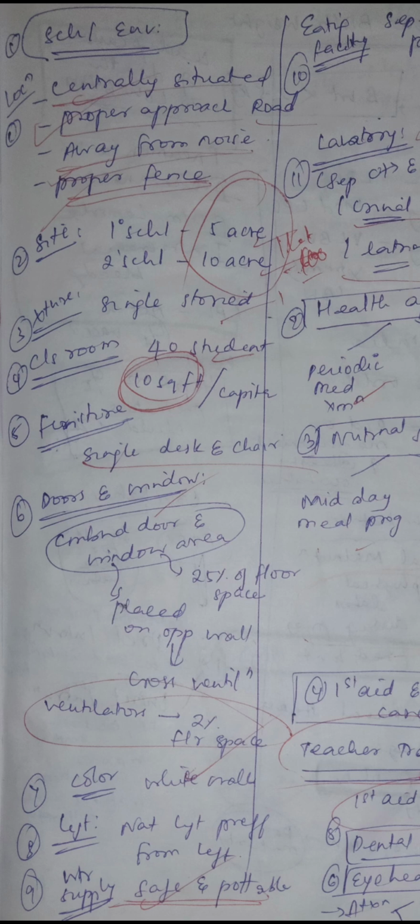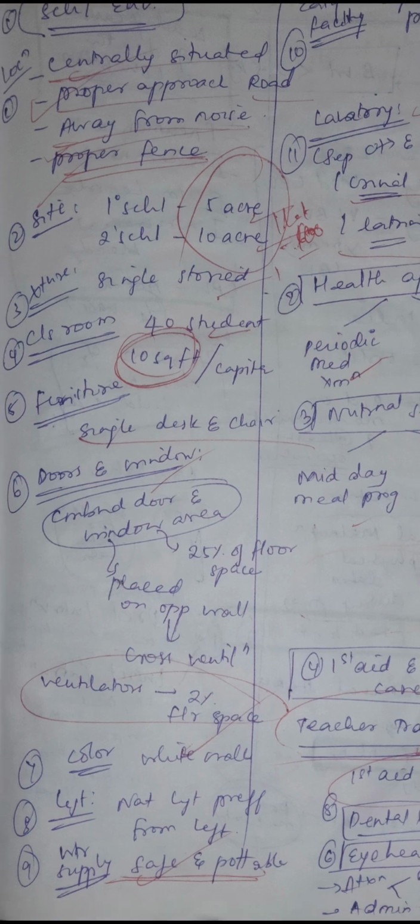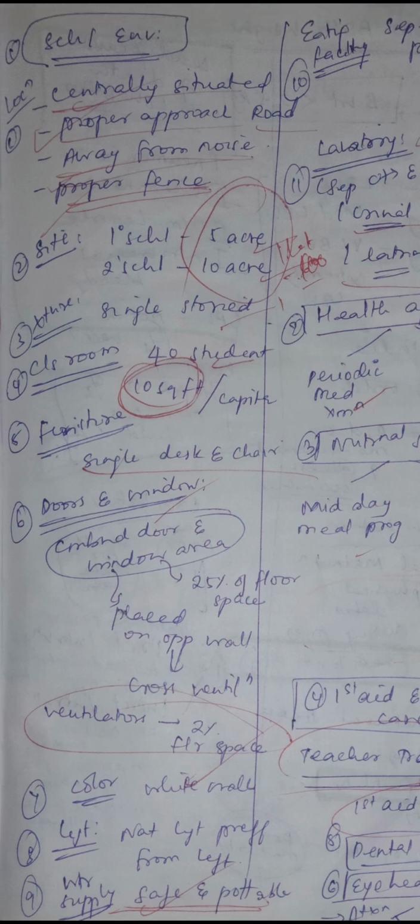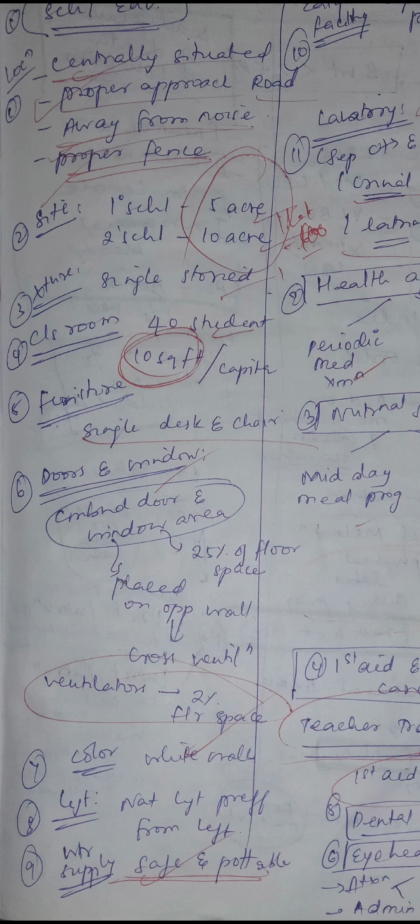Talking about doors and windows, there should be a combined door and window area of 25% of floor space. They should be placed on opposite walls so that you get cross ventilation. So these are the topics I have discussed: location, site, building, classroom, and furniture. Now doors and windows, which should have cross ventilation, and the ventilator should occupy 2% of the floor space. The wall color should be white.